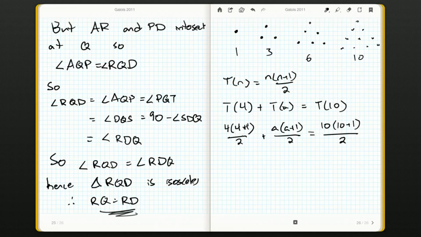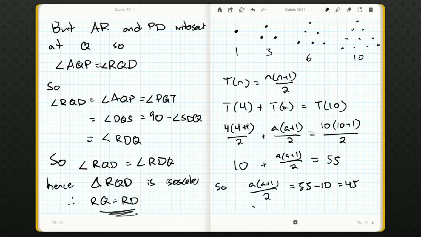So this is 4 times 5 over 2, so that's 20 over 2, which is 10. 10 plus A times A plus 1 over 2. And 10 times 11, so that's 110 over 2 is 55. So A times A plus 1 over 2, that's going to be 55 minus 10, that's 45. So as I say, I'm going to want to get a quadratic out of this. I'm going to multiply both sides by 2, just because I don't like fractions. So A times A plus 1 is 90.